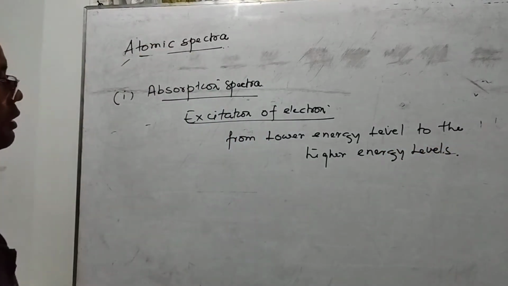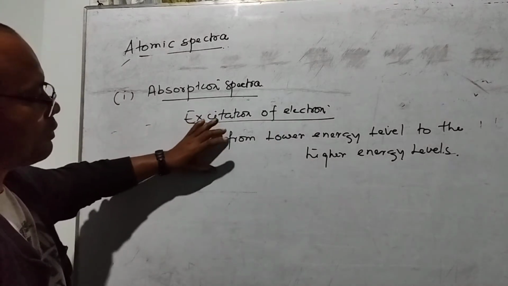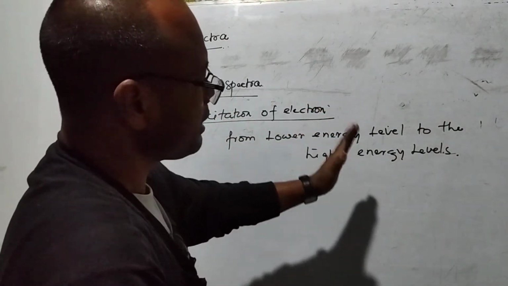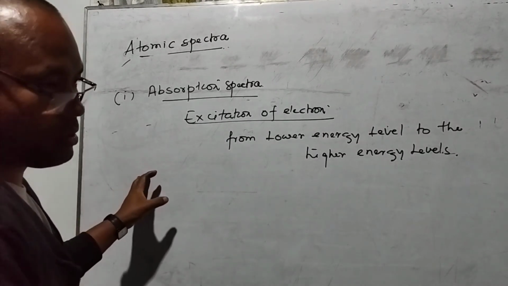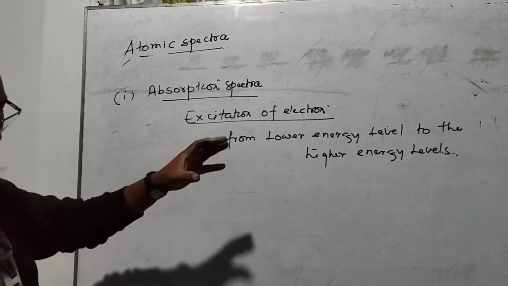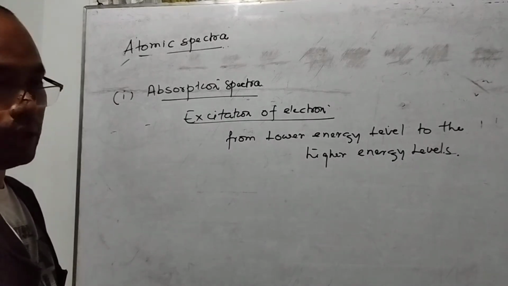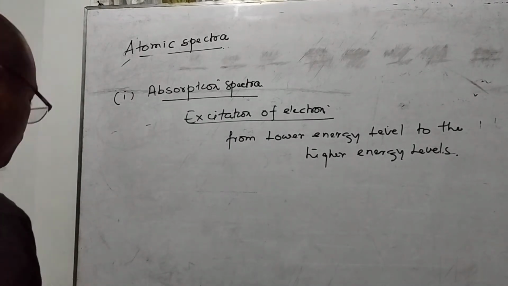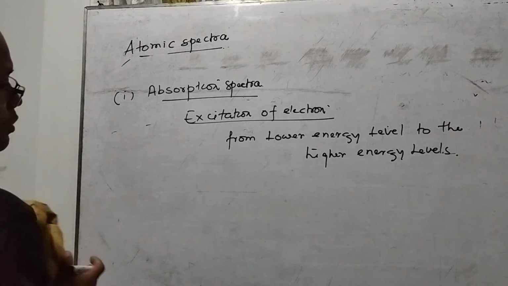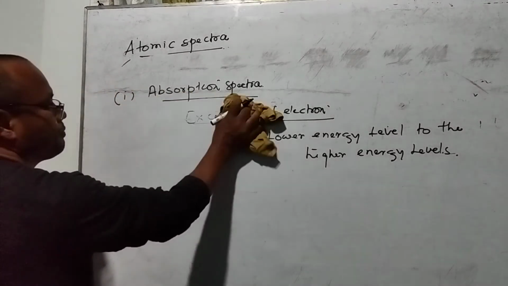So by the excitation of the electron from the lower energy level to the higher energy levels, a series of radiations are absorbed from the source of the light. That type of spectra we call the absorption spectra. So I will show you a simple diagram here.